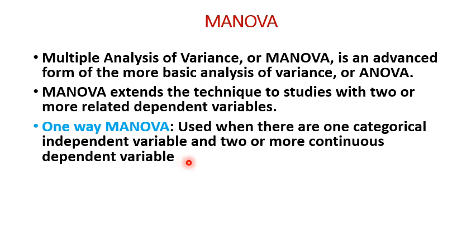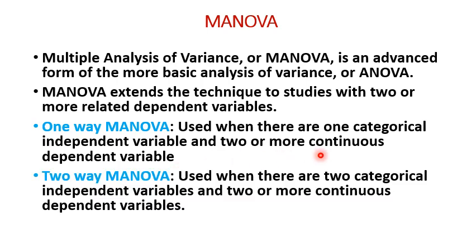One-way MANOVA is used when there is one independent variable which is categorical, and two or more continuous dependent variables. There will be two or more dependent variables and all these variables are continuous. Then two-way MANOVA is used when there are two categorical independent variables and two or more continuous dependent variables.